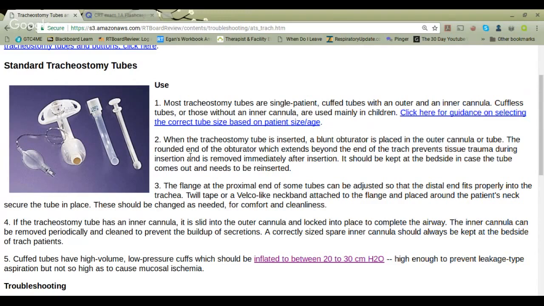So a good flashcard could be: what is placed in the outer cannula or tracheostomy tube to prevent tissue trauma during insertion? And then the answer would be a blunt obturator.